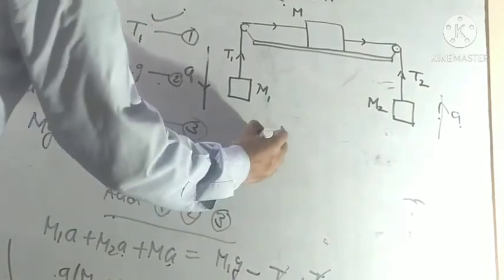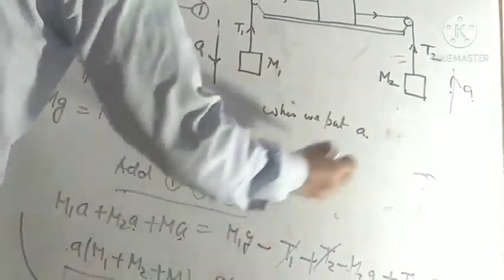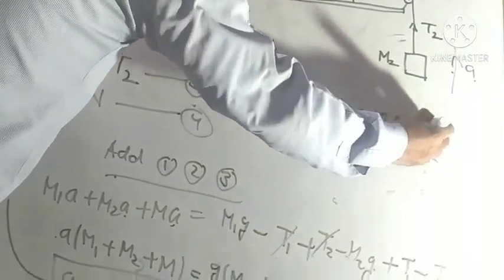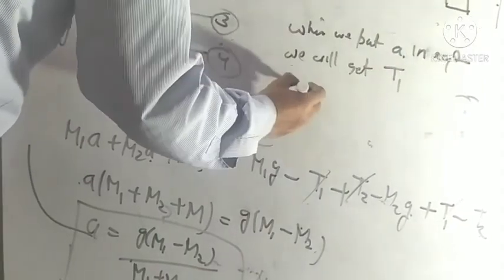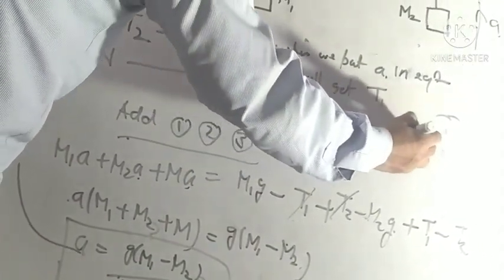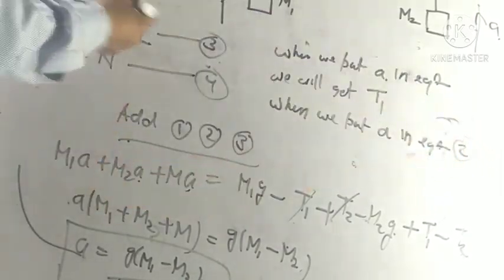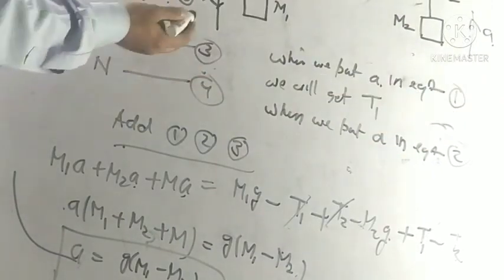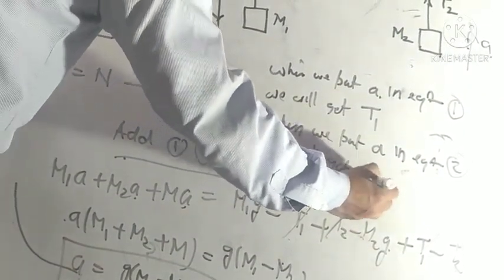So when we put the value of acceleration in equation 1, we will get tension T1, and when we put acceleration a in equation number 2, we will get tension T2 in the string.